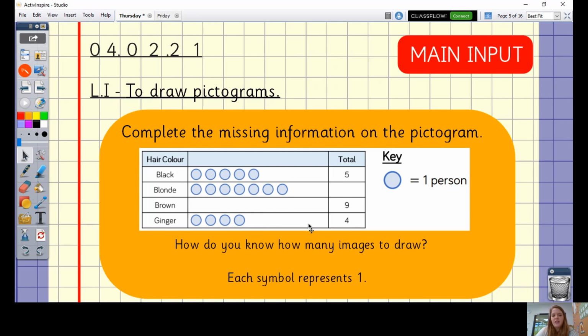Pause the video now and just have a go at drawing out those 2 categories there to complete them. We'll come back together in a moment. Okay, let's share the answers together then.